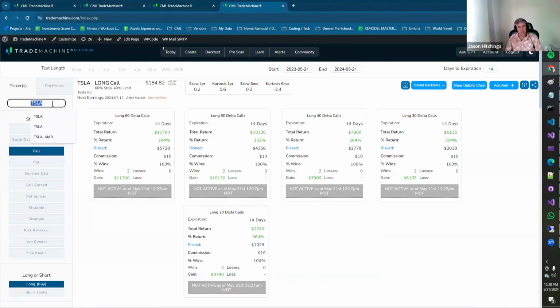But I just wanted to point out, if you don't put a comma here, you're going to get a backtest on a bunch of different deltas. Anything below 50 is in the money. Anything above 50 is out of the money. And the higher the number, something like 99, will basically act like stock.